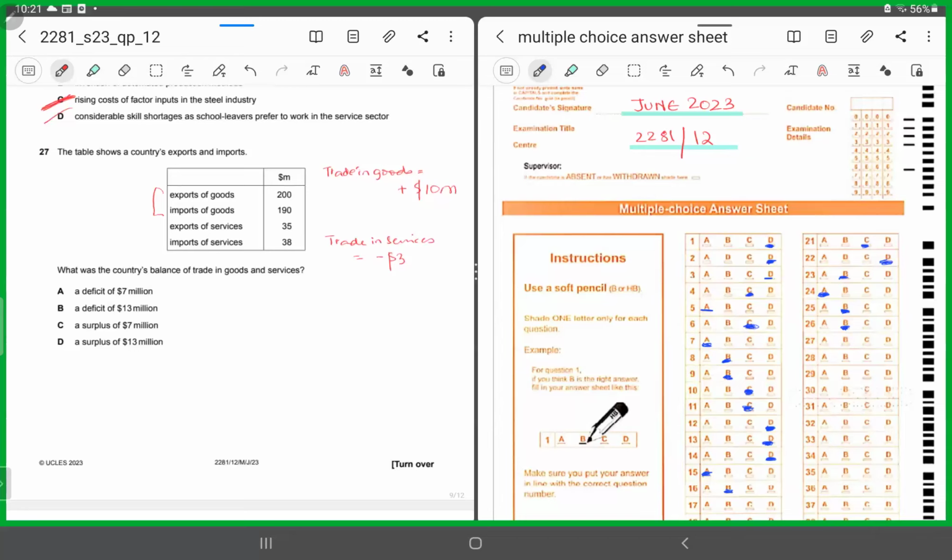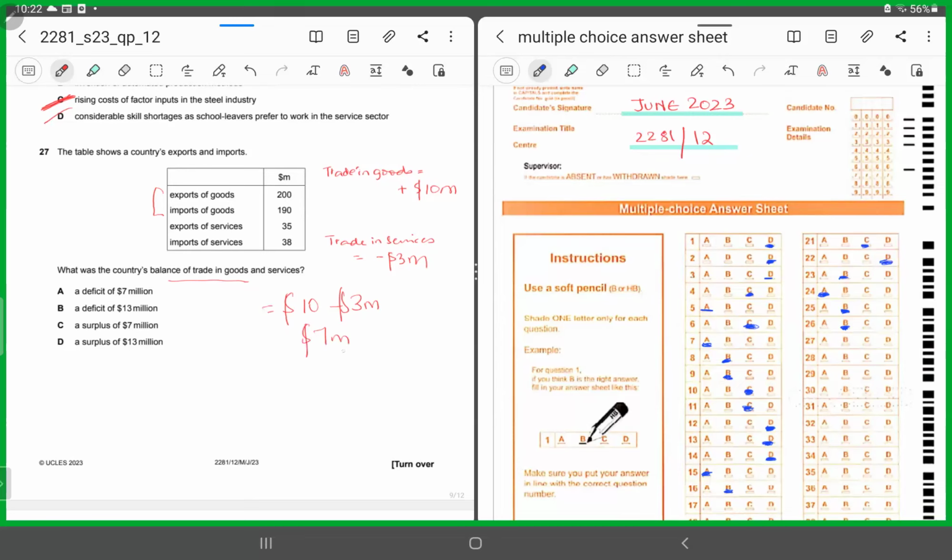And now you take out the trade in services. Export of services $35 million, import of services $38 million. In this case, the exports are lesser than the imports, so there has to be a deficit, right? So a negative $3 million. Now you'll calculate the balance of trade. Balance of trade, $10 million. And you'll subtract $3 million from it. So you will be left with a surplus of $7 million.